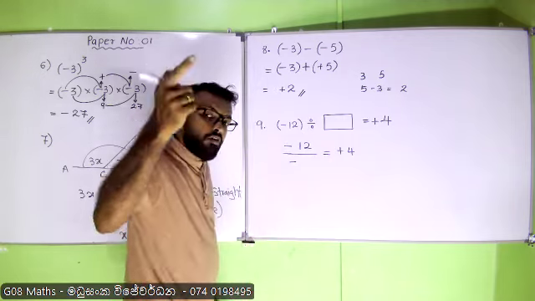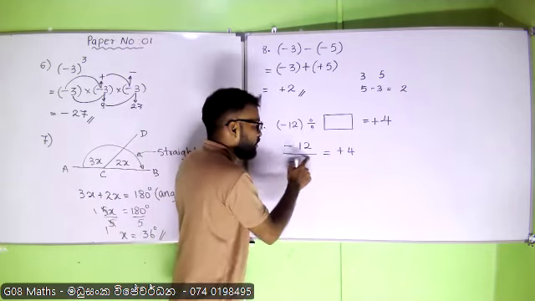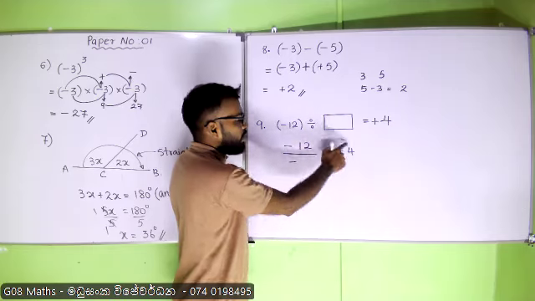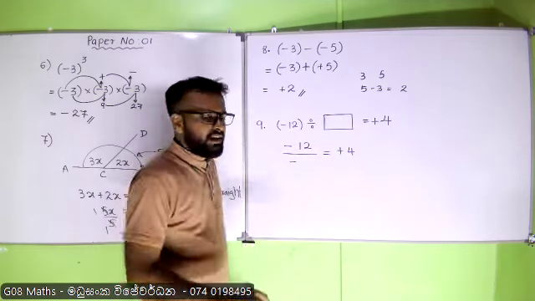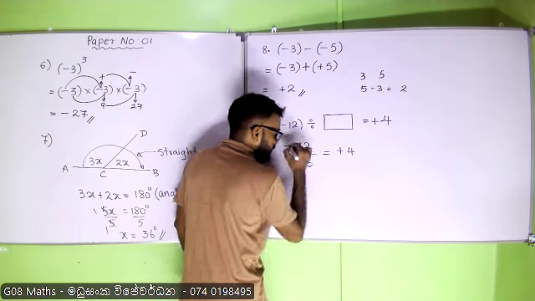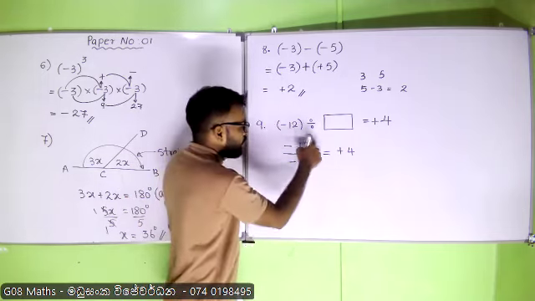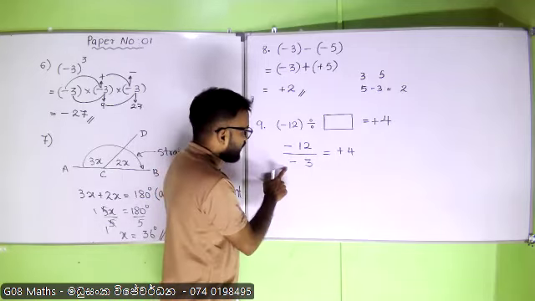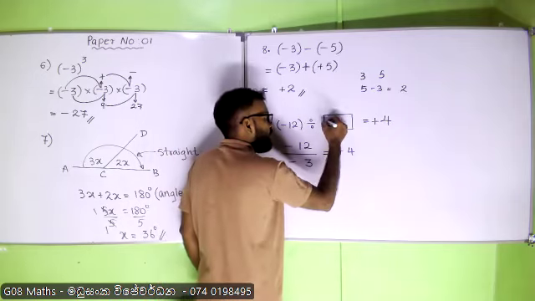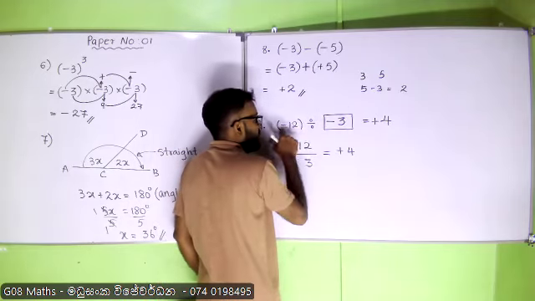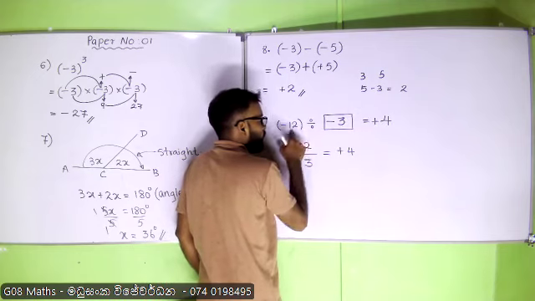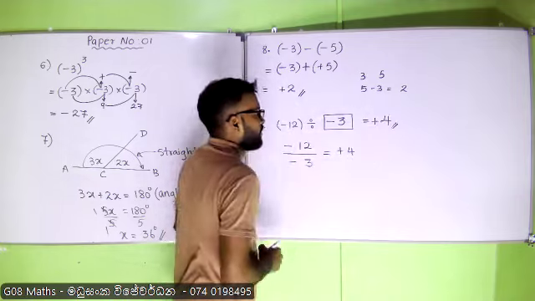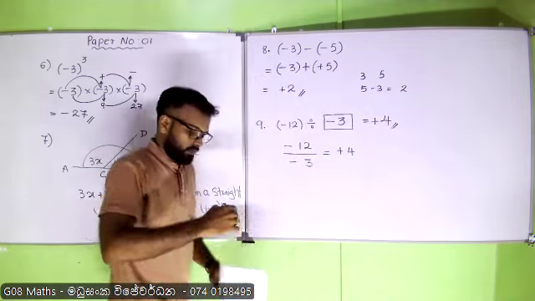Super. Now, how are we going to decide the number that we are going to put here? 12 divided by something. If you divide 12 by 4, it is 3. So negative 3 times 4, 12. 12 divided by 3, 4. Negative divided by negative, positive. So the blank is negative 3. This should be your answer, negative 3.